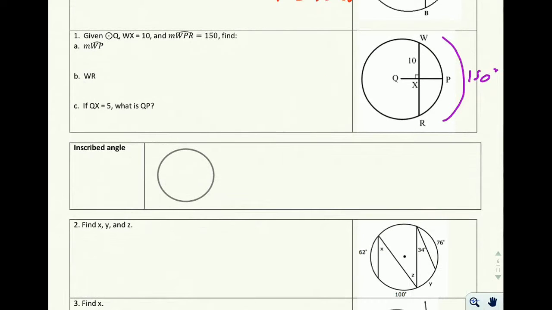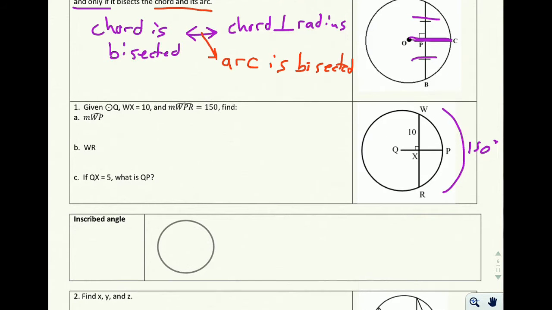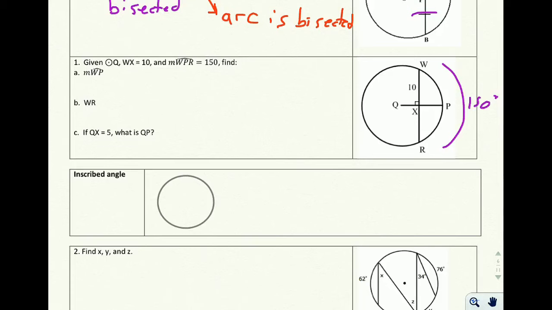Here we have the arc of 150. If this is a 90-degree angle, so we have the chord is perpendicular to the radius, we get the other two things. So we get the fact that WP and PR are each going to be 75 degrees. We also get the fact that these two pieces are the same length, making XR 10. So when it asks, in the first one, measure of WP, what is that arc? It is 75 degrees. WR is the whole length from W all the way down to R, the whole length of the chord. It's going to be 10 plus 10 is 20.